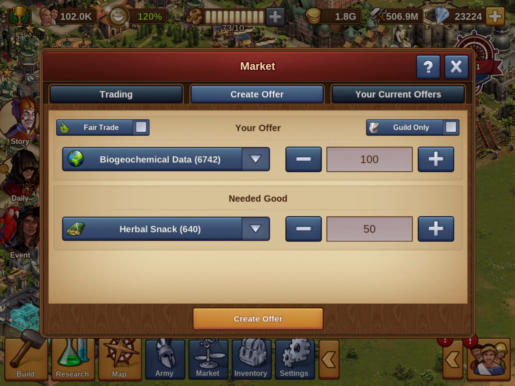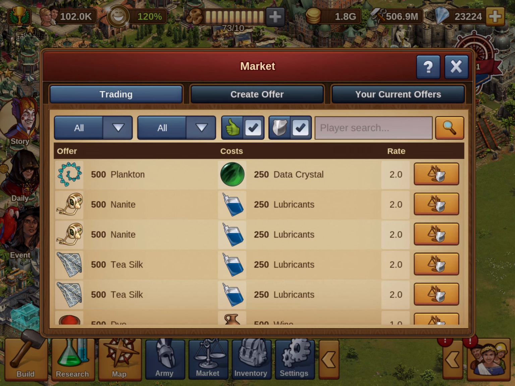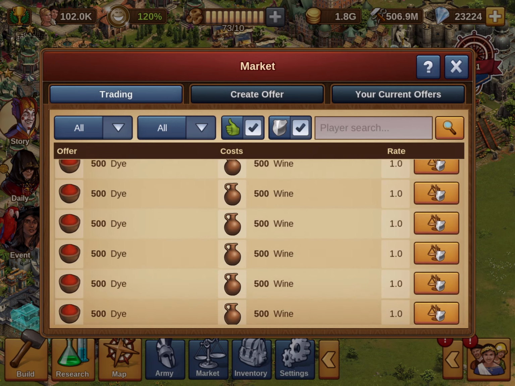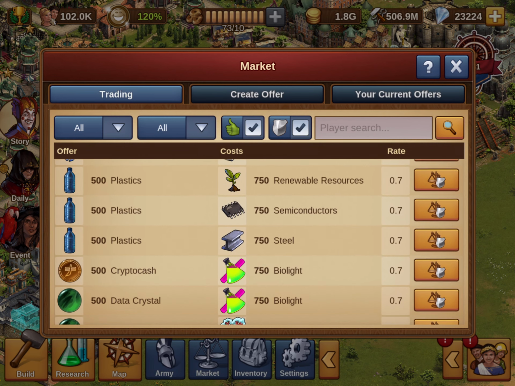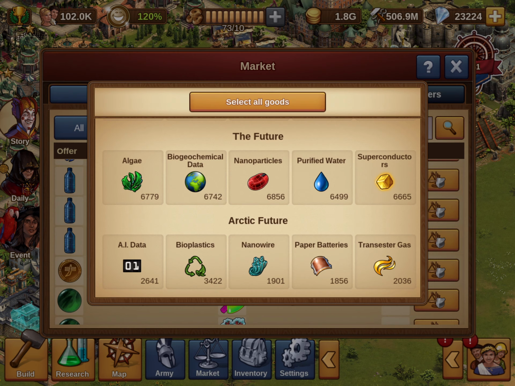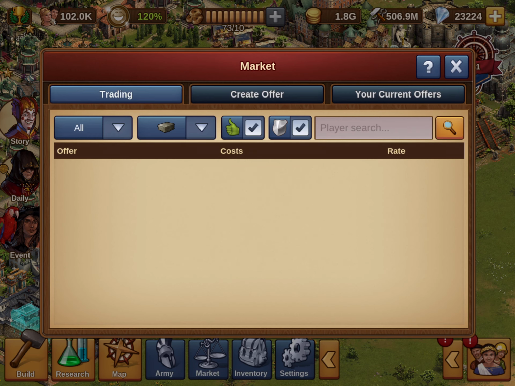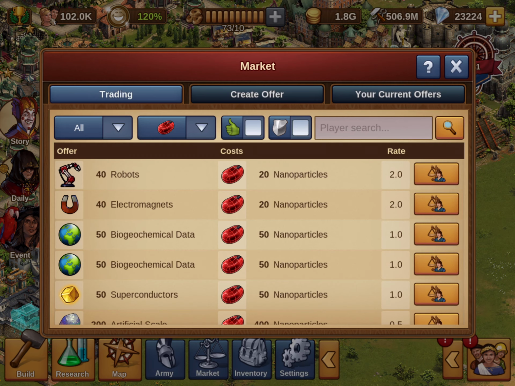With that being said, let's look at the market and think through how I want to trade up and get something if I have goods in 1 age. What's a good offer? Usually what you're trying to do is find something that is maybe up an age and not at that 0.5 ratio. So in this case, let's look at what we can do with nanoparticles.